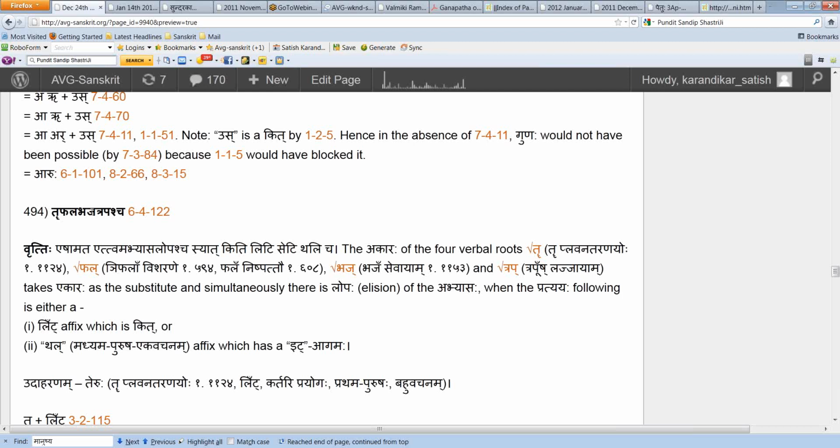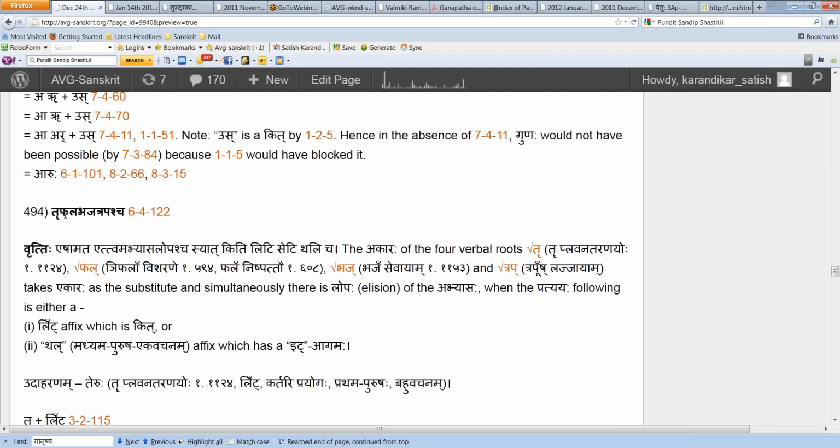Now trap. In trap you can see the sanyoga is there. The akara is preceded by takara repha sanyoga. Because 6-4-120 says ata ekahal madhye. In the case of dhatu trap, the akara is there, but there is a sanyoga prior to it. So that is why trap also will not qualify for 6-4-120. That's why Panini puts it in 6-4-122.